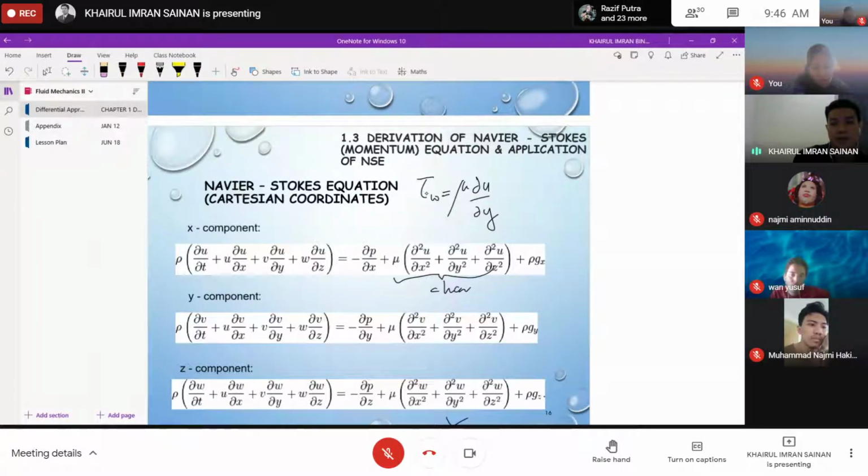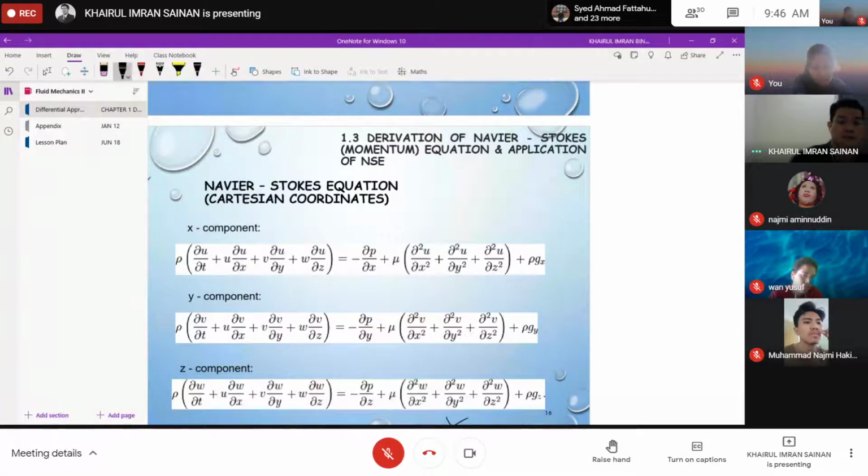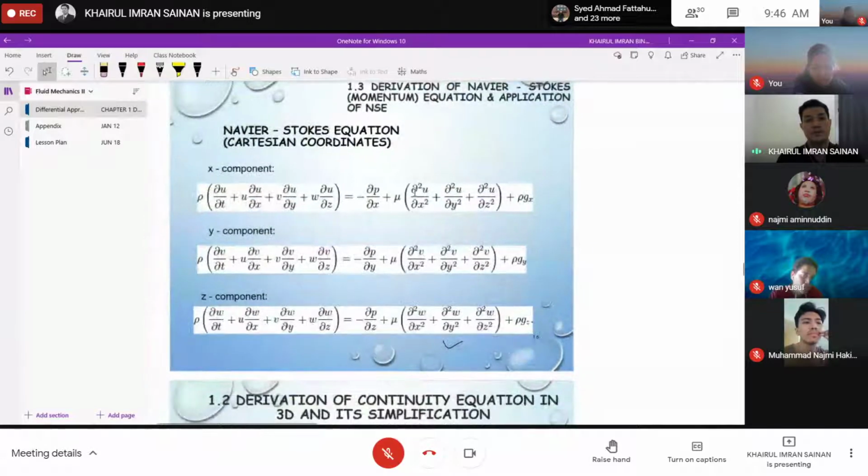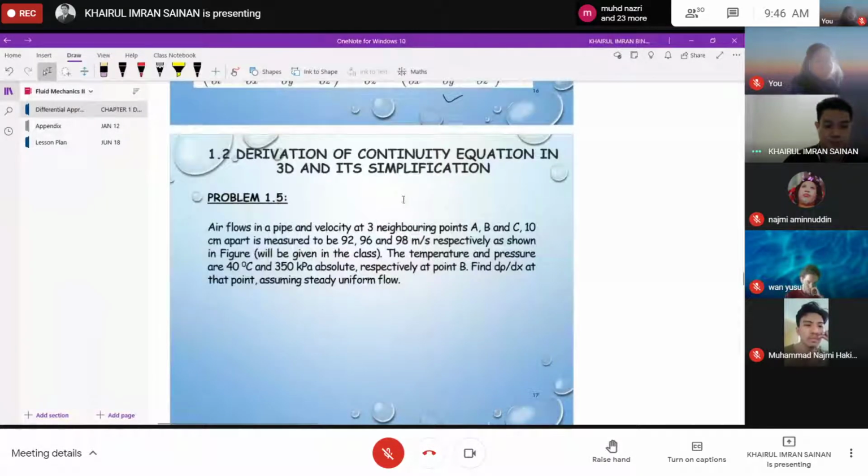And the last part will be the gravitational effect. So those are the components for the Navier-Stokes equation for Cartesian coordinates, for the x component, y component, and z component.